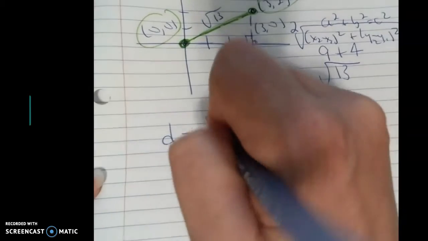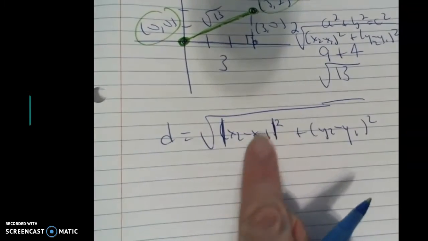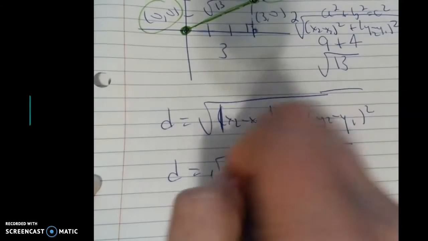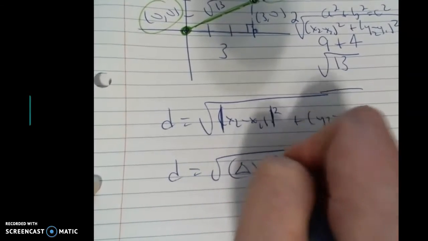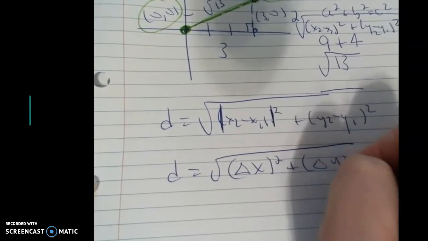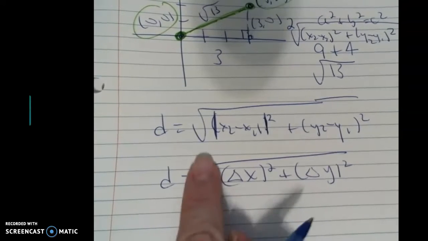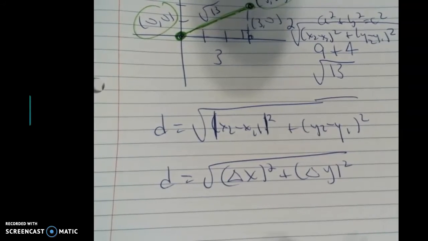Sometimes you see absolute values on these, but you don't need them because if you square a negative, it becomes positive anyway. Sometimes people just write it like this, like change in x squared plus change in y squared, because it's really just Pythagorean theorem. It's a squared plus b squared, and then the last step of Pythagorean theorem is to just square root.